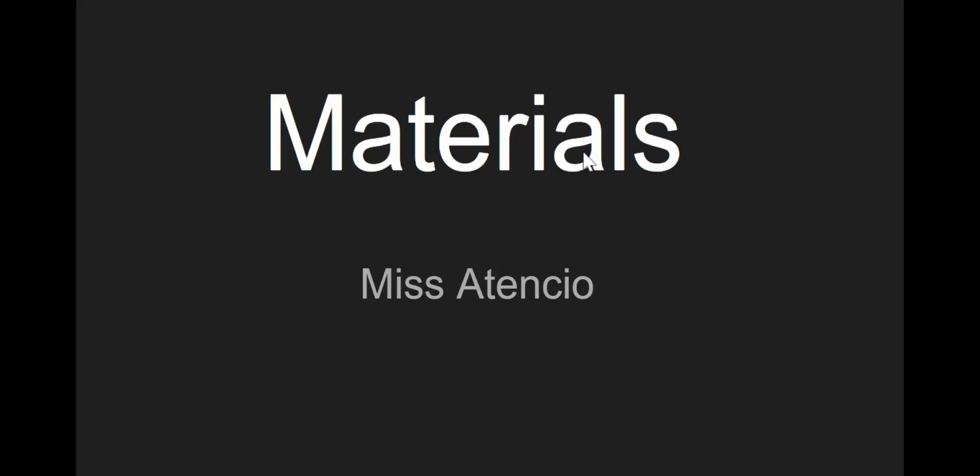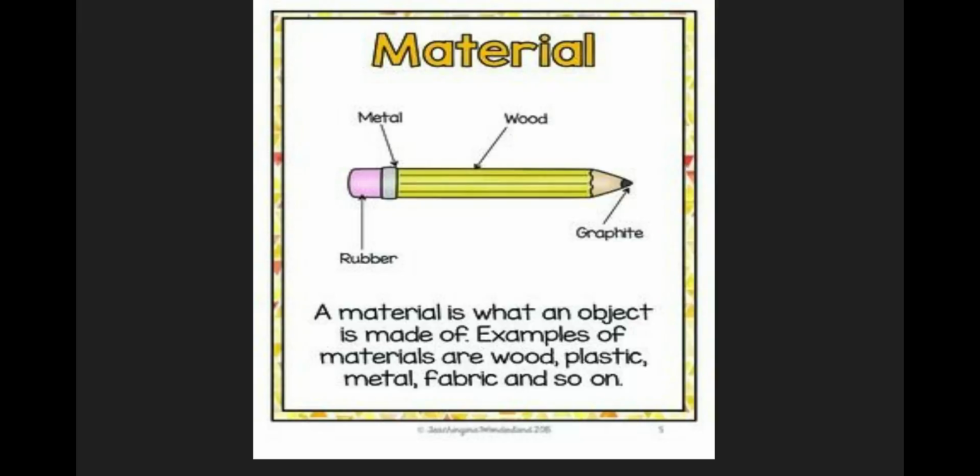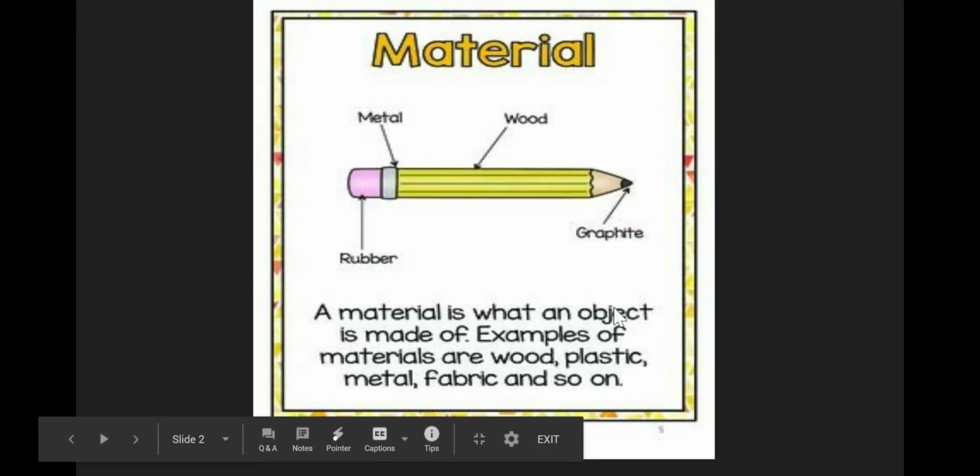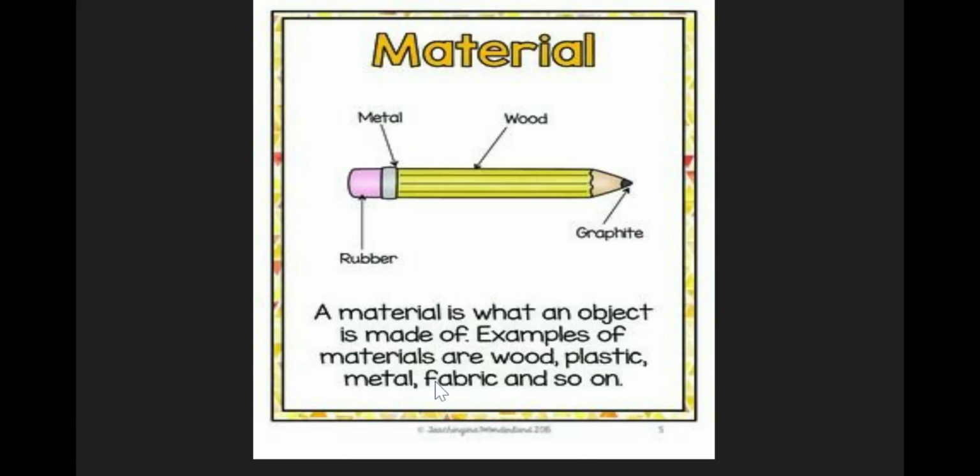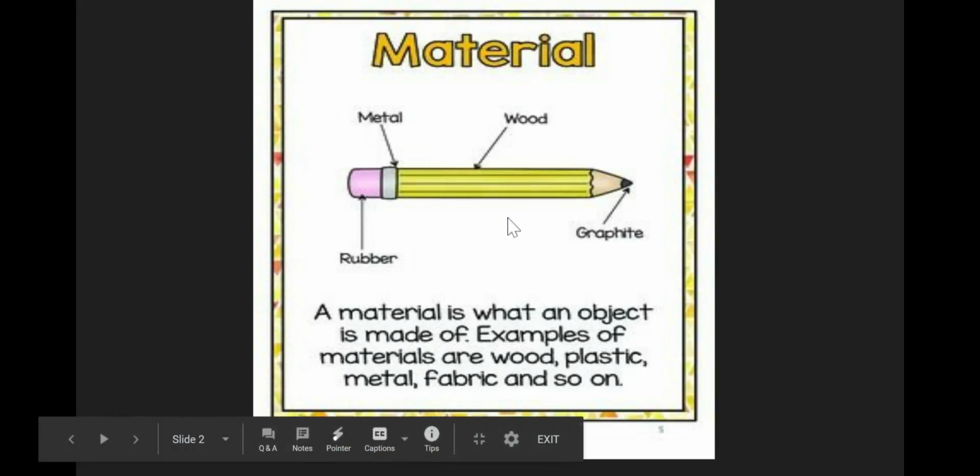So these past few weeks, we have been learning all about materials. Okay? So just to remind you guys, a material is what an object is made of. So some examples of materials are wood, plastic, metal, fabric, and so on. There are many different types of materials besides the ones I mentioned. And sometimes certain items are made of more than one material.